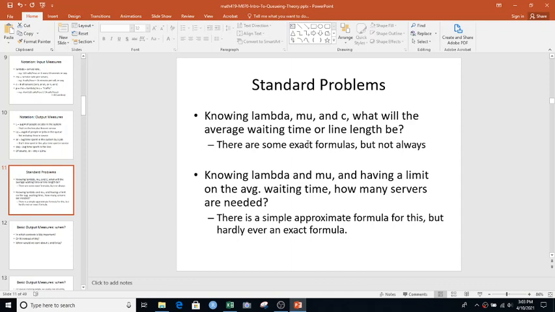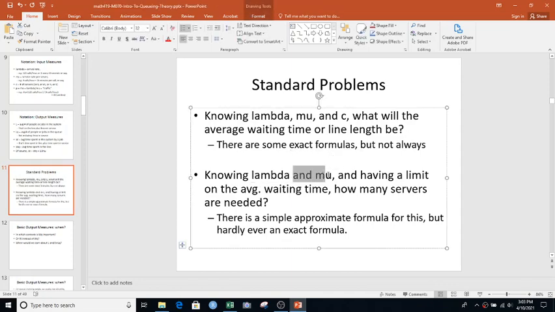Then there's the bigger problem of system design. Knowing how many arrivals per hour and services per hour we can do, and wanting to keep our average waiting time fairly low, how many servers do I need? That's like on the way towards staffing my system. And there's a simple approximate formula for this that we'll talk about, but there's hardly ever an exact formula.